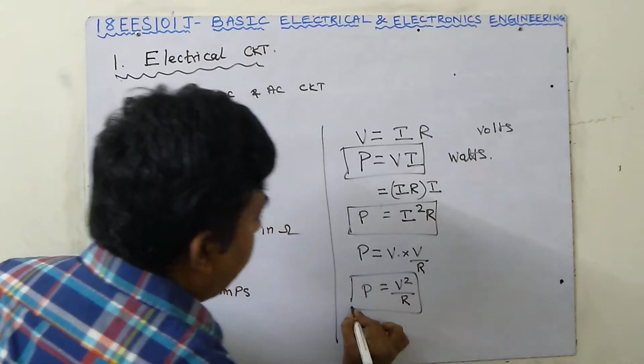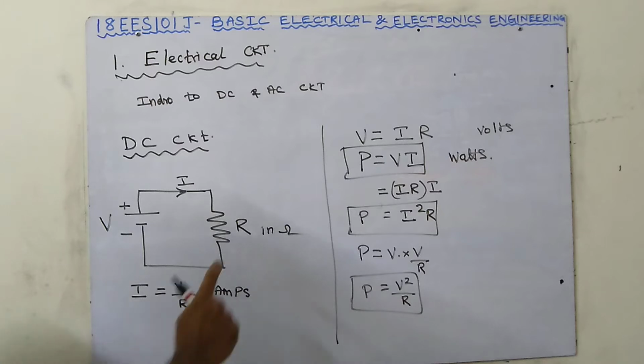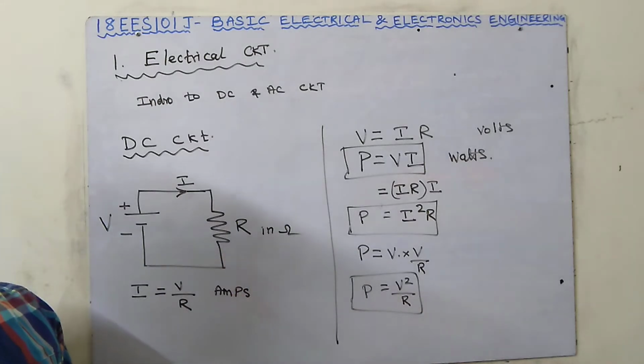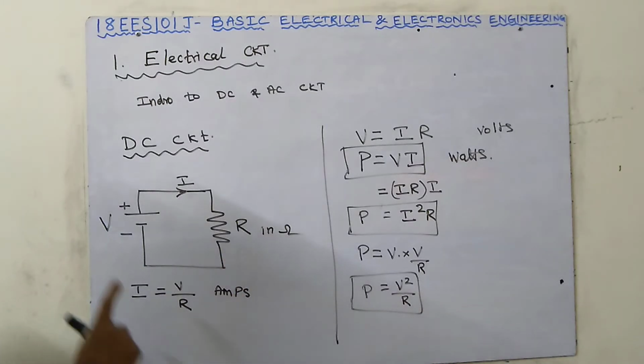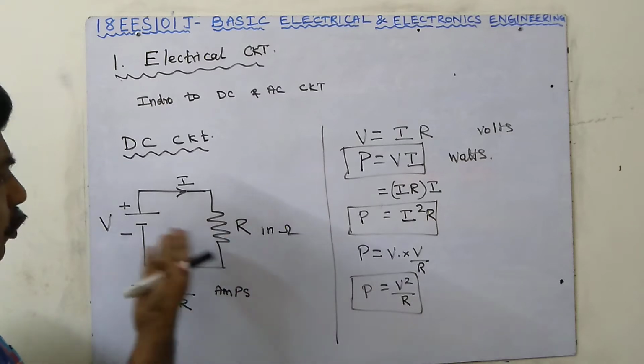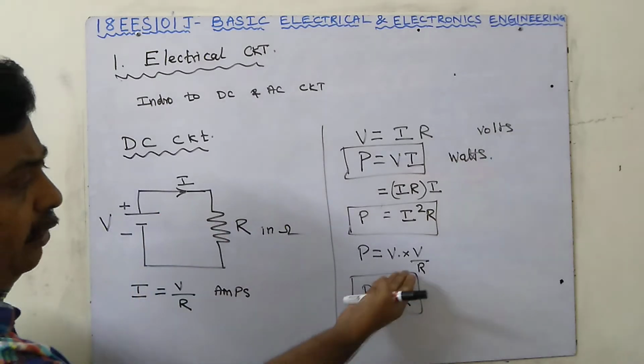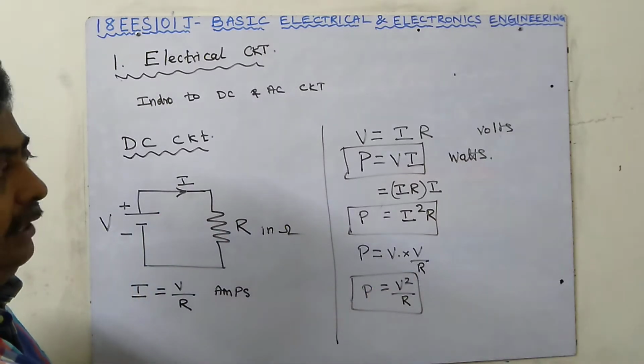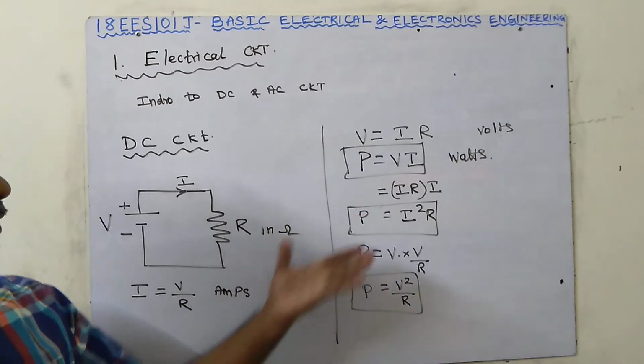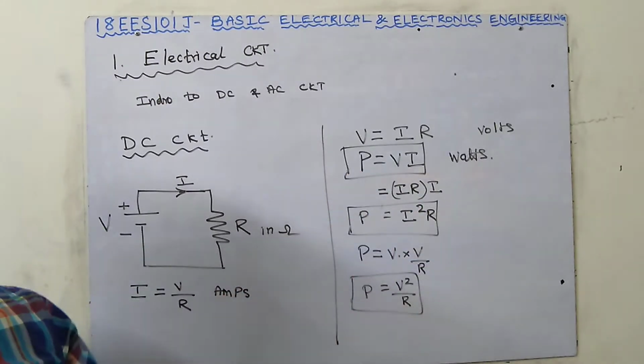Suppose they are asking power in the resistor. How much power is consumed in this resistor? How much watts is consumed? Suppose they have given voltage and resistor only. No need to find the current. Directly power equal to V square by R. Directly we can find. We can use any one of the formulas depending on the values given. This is the formula for power.